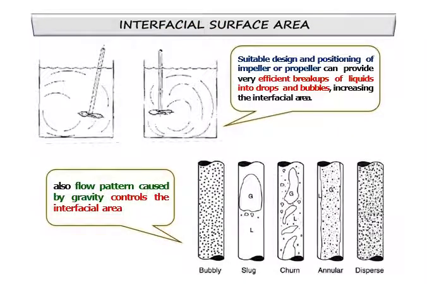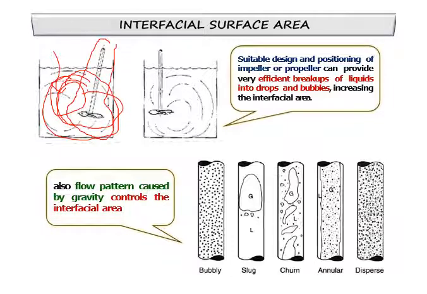So as illustrated in this slide, look here. If the impeller or propeller is positioned like this, you can see that the flow will be like this, and it will be a big flow, so it can break up the interfacial area between the gas that's going in and the liquid. But if the impeller is positioned like this, the drops could be fewer and the interfacial area could be smaller. So here, suitable design and positioning of the impeller can provide efficient breakup of liquids into drops and bubbles. And also the flow pattern caused by gravity can control the interfacial area.